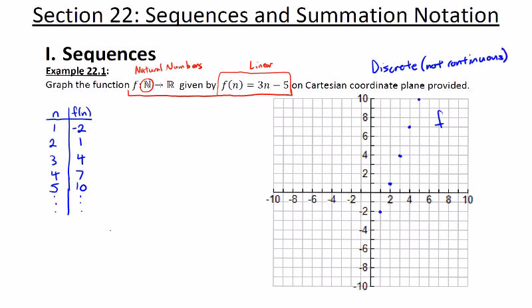So all we get in a discrete graph is just these individual points, and we can say that there's a first point, second point, third point, fourth point, so on, and the pattern would continue as long as we needed. This is representative of a sequence. Definition will follow shortly.